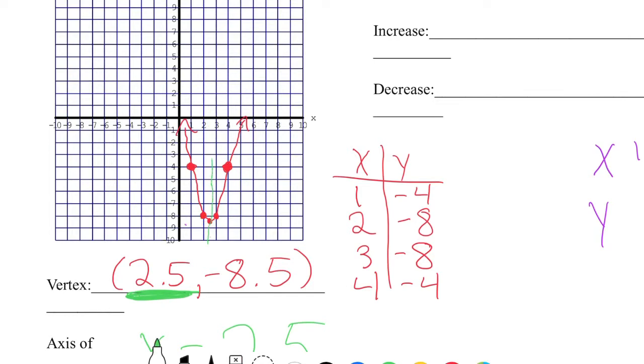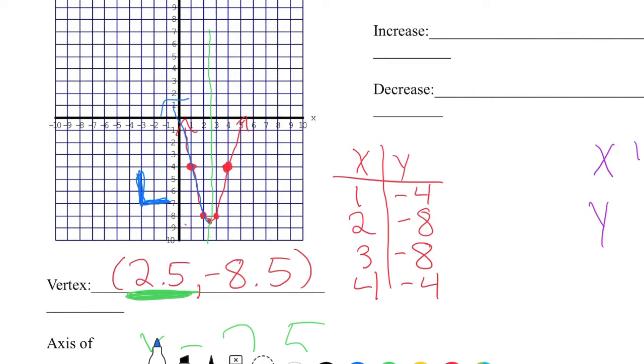So with that line of symmetry, it cuts it in half. So on our left side, following our graph, are we going from left to right? Following our graph left to right, are we going down or up? Down. So on the left side, we're going to be looking at our decreasing side.